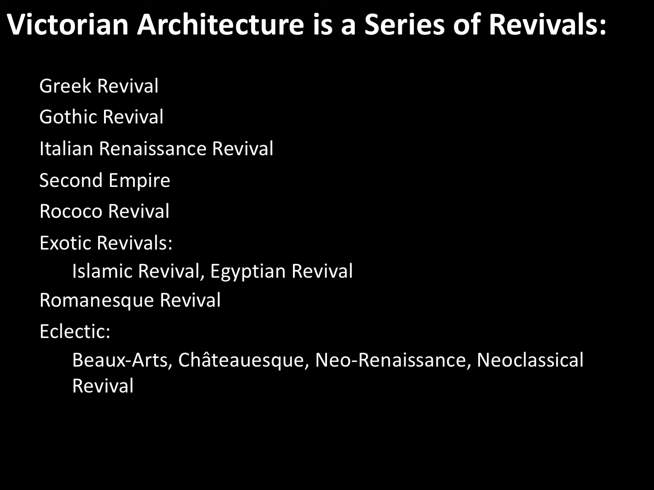We're looking backwards to ancient Greece, to the medieval period with the Gothic revival, then the Italian Renaissance, the Second Empire in France, Rococo, what's going on in Islam and Egypt, Romanesque, and then the Beaux-Arts, Châteauesque, Neo-Renaissance, and Neoclassical revivals. It's like, good Lord, how many revivals could we actually have in one period of time? This is fascinating. And I've got examples of each, and I'm going to use examples from both the United States and Britain. So starting with the Greek revival, I'm going to start in England.